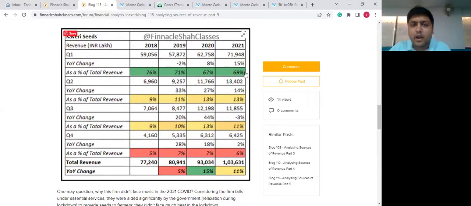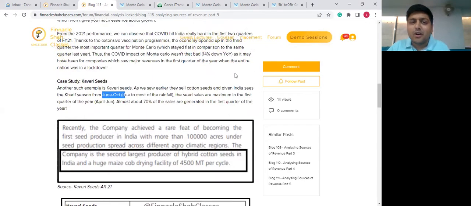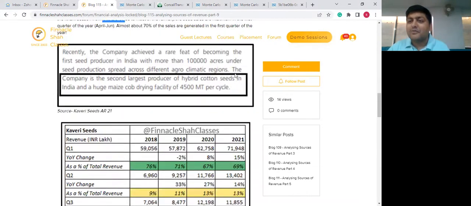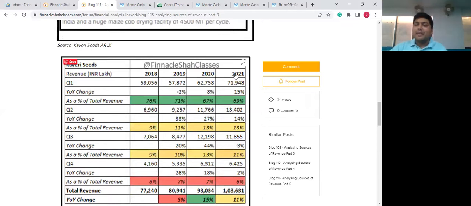So take a look at this. Q1 almost contributes 60 to 70%, 70 to 75% in fact, of the overall revenue. And why not? From 1st April to 30th June is when farmers will buy the seeds, right? Because the Kharif season starts from June to October. So from 1st April to 30th June, major sales of seeds happen for Kaveri Seeds. And this contribution, you can see over the years, has remained 60 to 70%.